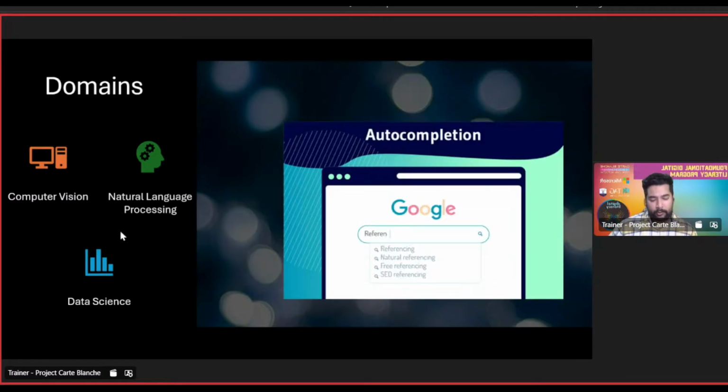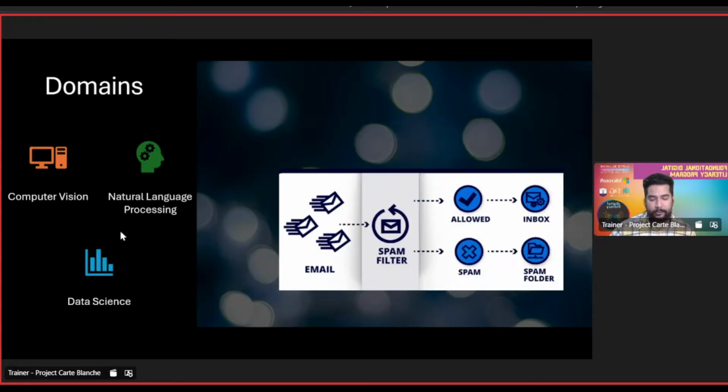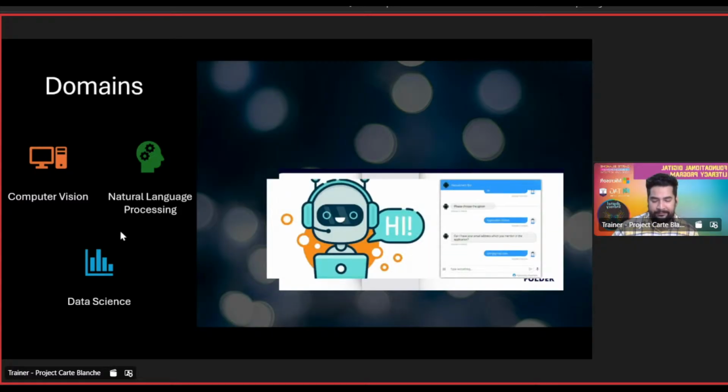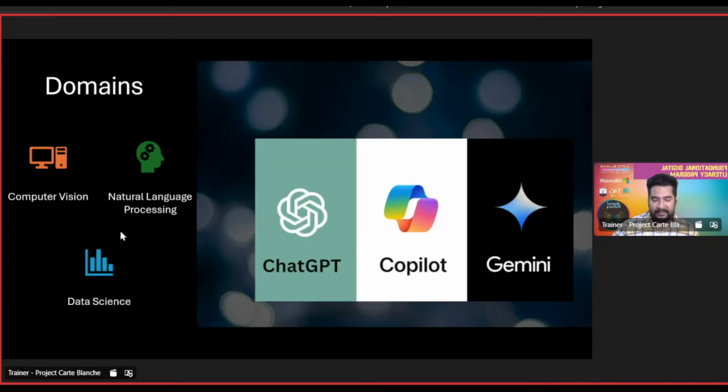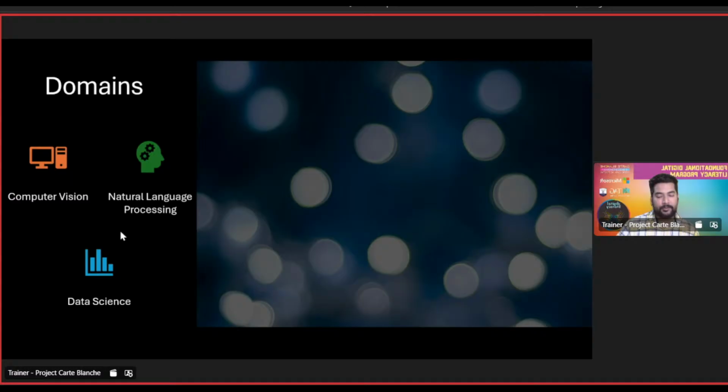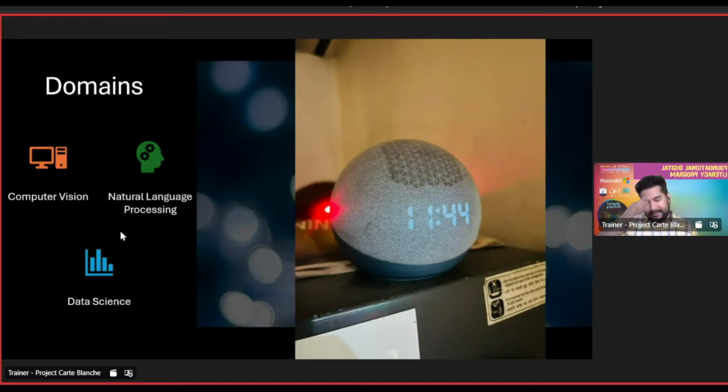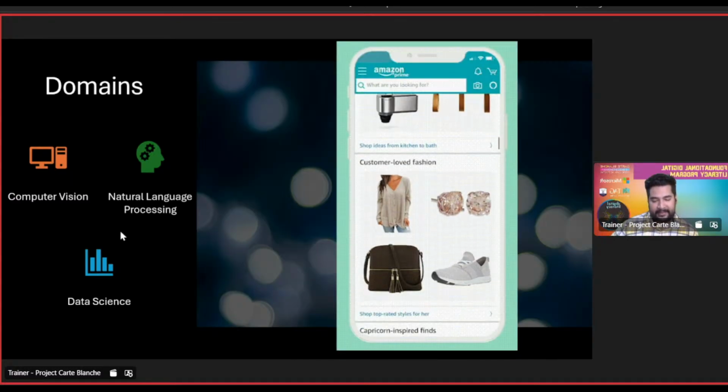Auto completion is an example of natural language processing, and ChatGPT, which you are using, is an example of it. Gmail uses a spam filter automatically: if any spam mails are coming, they go to the spam filter. ChatGPT and Copilot are all examples of techniques or domains that come under natural language processing, and some components of computer vision also. Alexa and similar devices work the same way.